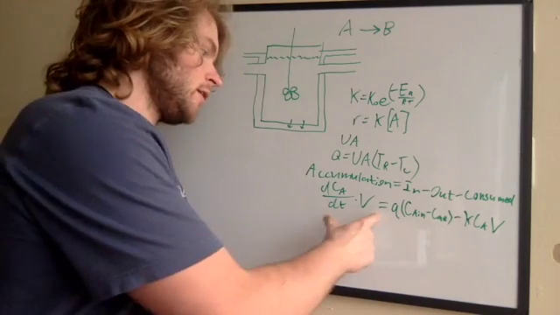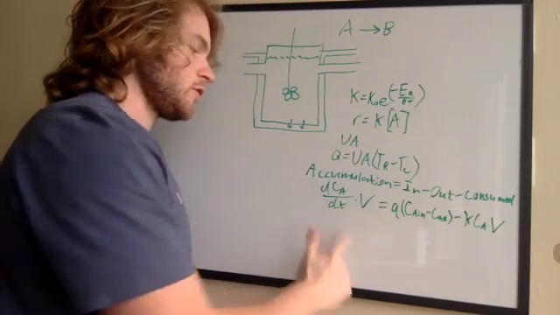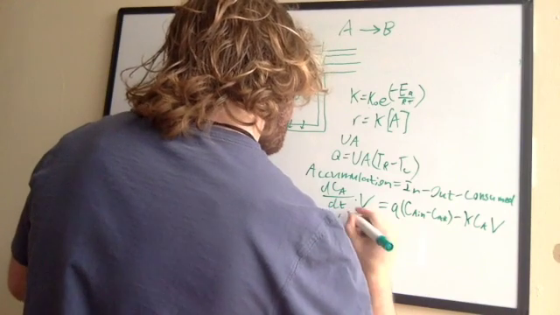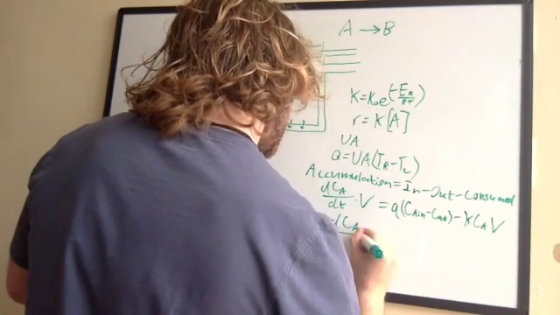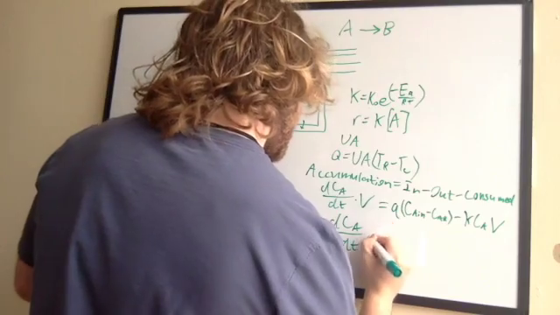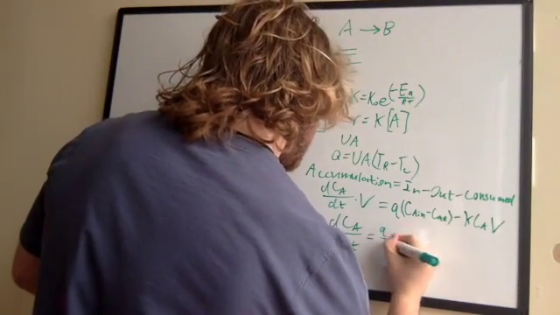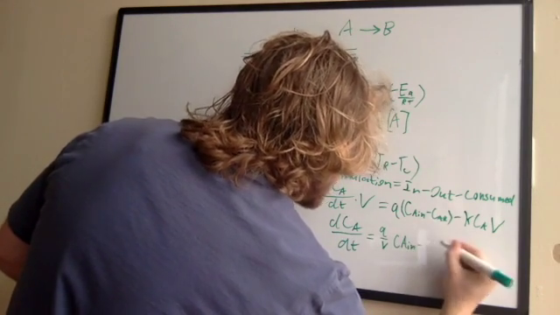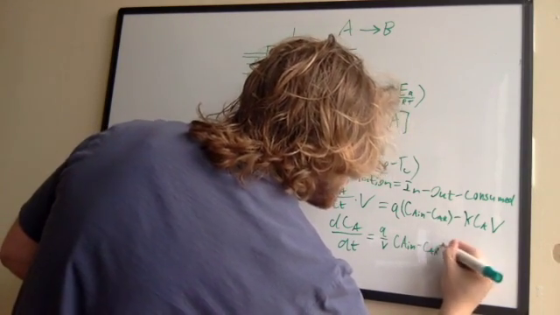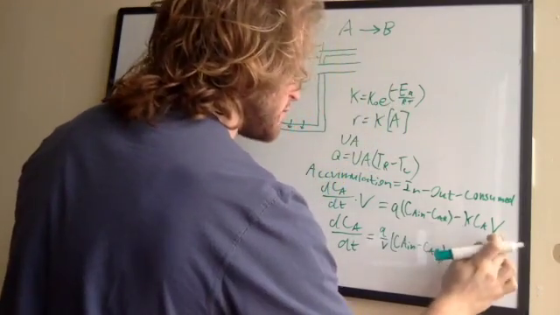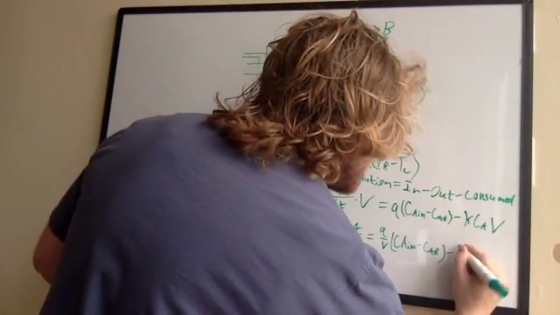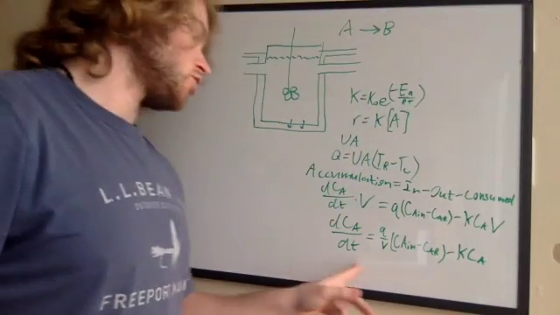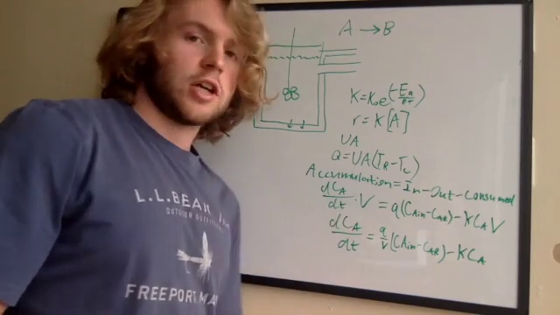We're going to set this equal to this over here. We don't want two things on this side of the equation. So we're going to go ahead and go dCA over dt. That's going to be equal to QV over CA_in minus CA_out. And then those V's are going to cancel, so that's just going to be minus kCA. And there you have it. That is going to be our differential equation, and we're going to solve for the concentration of A.